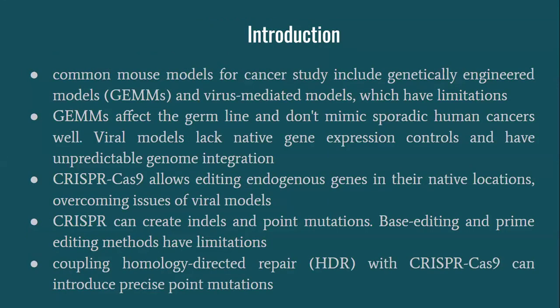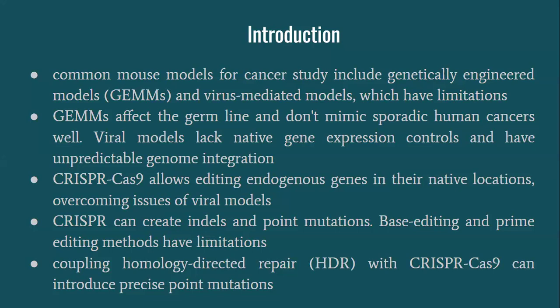So coming on to the introduction. The most common mouse models for cancer study include genetically engineered models, or GEMMs, and virus-mediated models. These models actually have some limitations. GEMMs affect the germ line and don't really mimic sporadic human cancers well. So what do I mean by sporadic human cancers? These are cancers that can occur randomly, right?